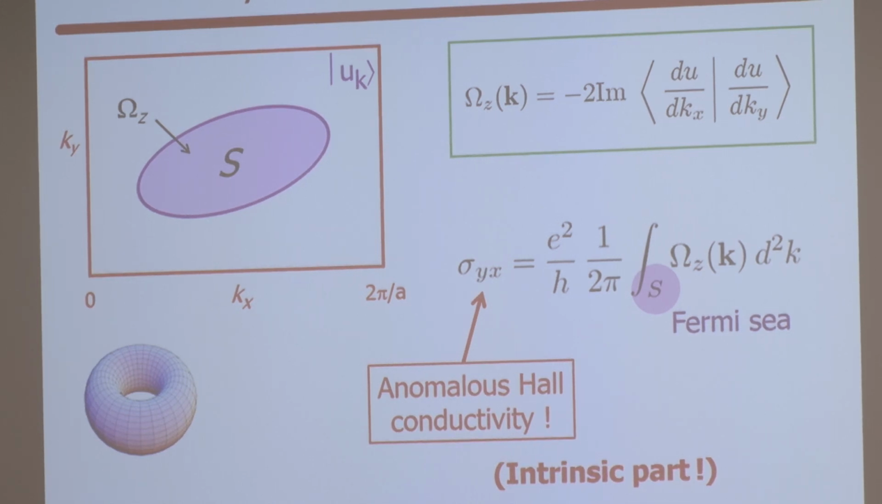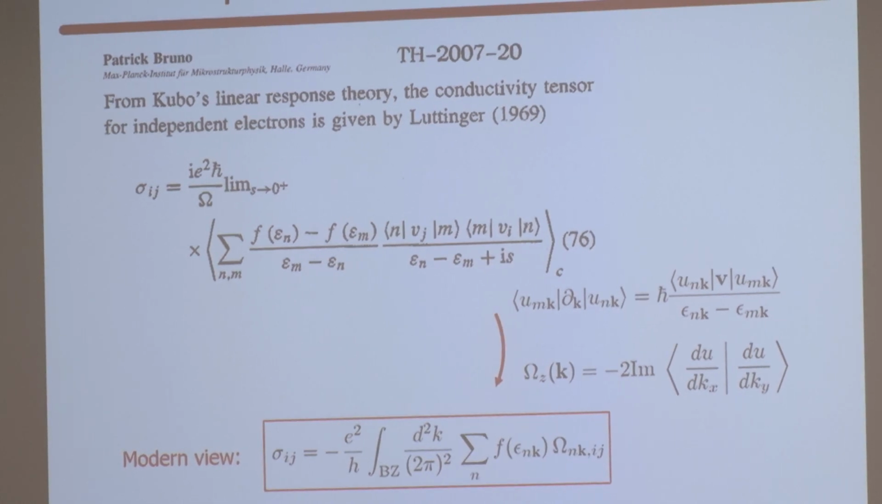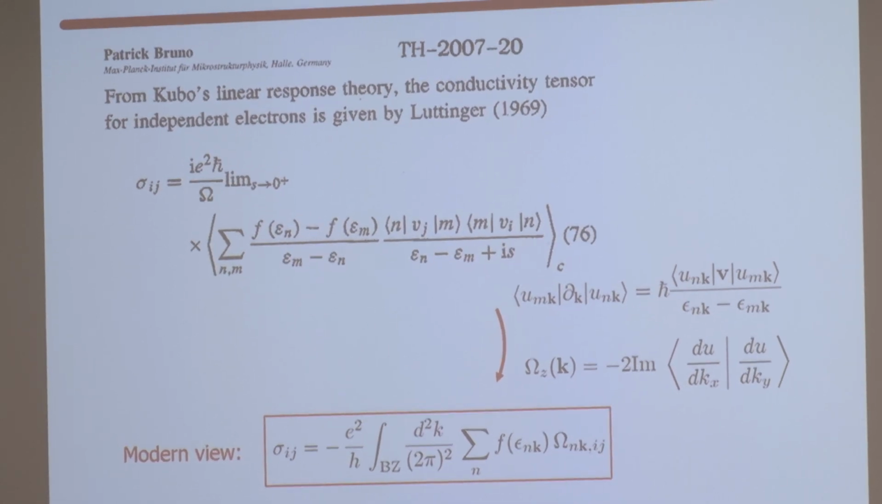I want to emphasize the fact that this is only the intrinsic part. That is to say, this is for a perfectly clean material where I haven't included any scattering, I haven't included any relaxation time effects. It's merely the fact that the electric field perturbs the underlying Bloch wave functions in such a way as to generate a transverse conductivity. It was quite controversial actually after Karplus and Luttinger initially proposed this in 1969.